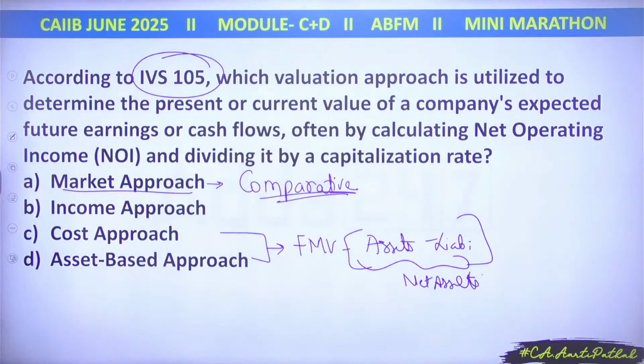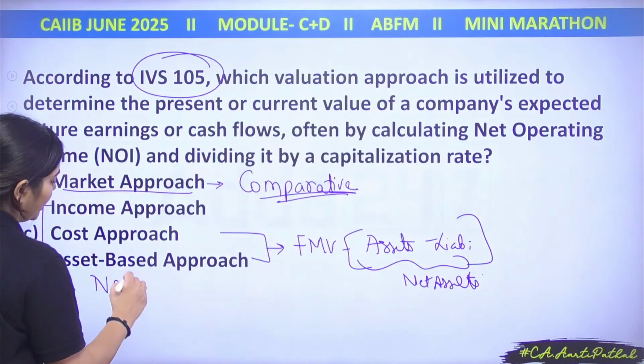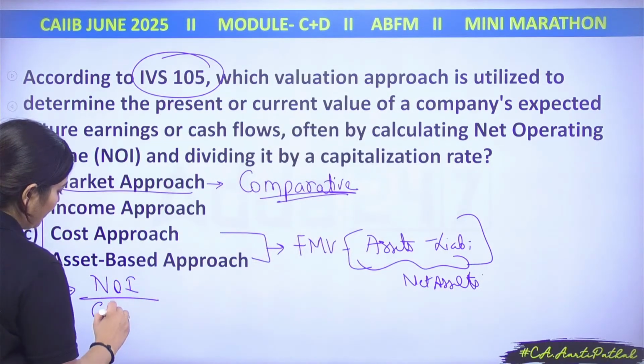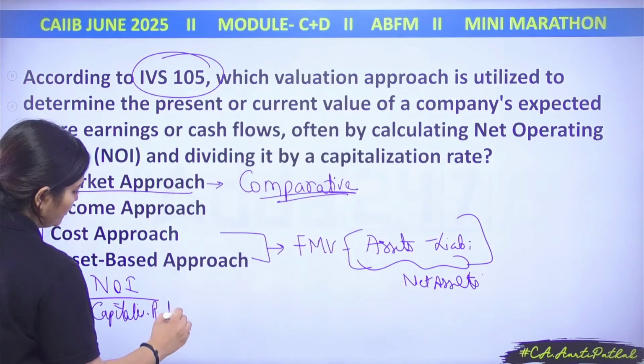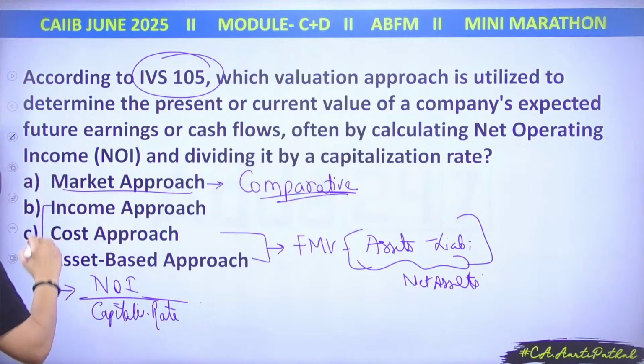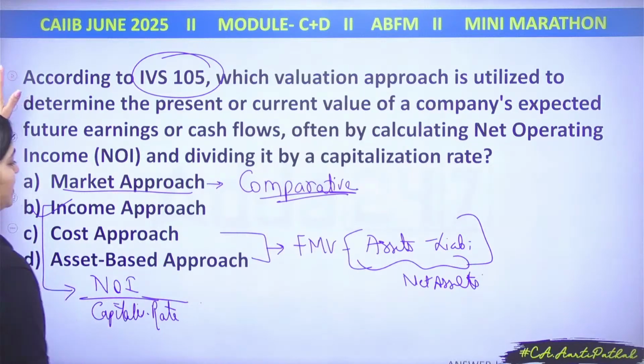Now if you see the income approach, how do we use it? Income approach is used when you take the company's NOI and divide it by the capitalization rate. Here you are going to take the rate. So the correct answer is answer B. This is a direct question based on your formula. Yes, the correct answer is answer B.